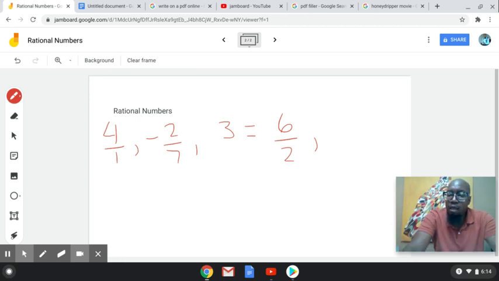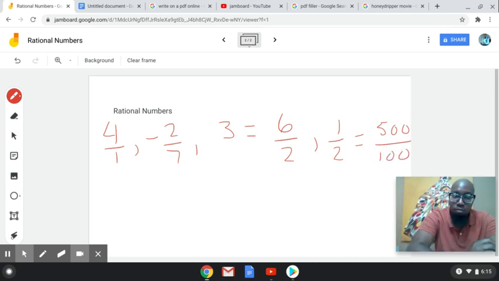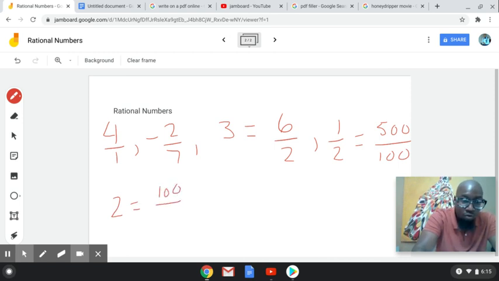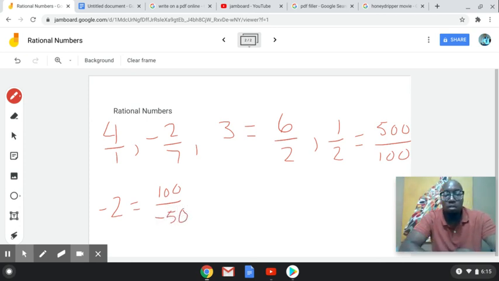The number 1/2 is also the same thing as saying 50 over 100. The number 2 is the same as saying 100 over 50, or negative 2 is the same as saying 100 over negative 50. Okay. These are all ways that you see rational numbers.